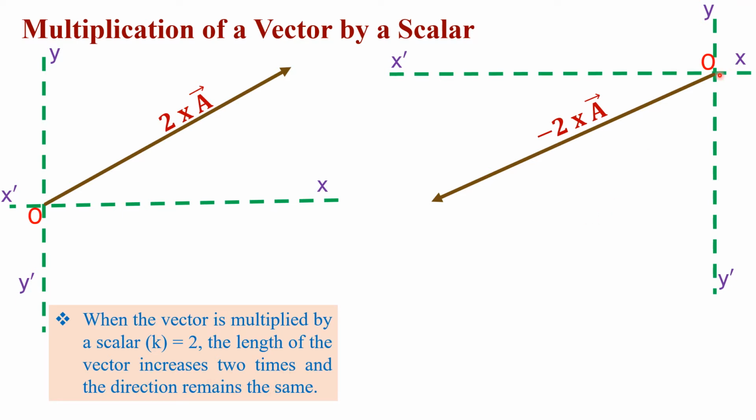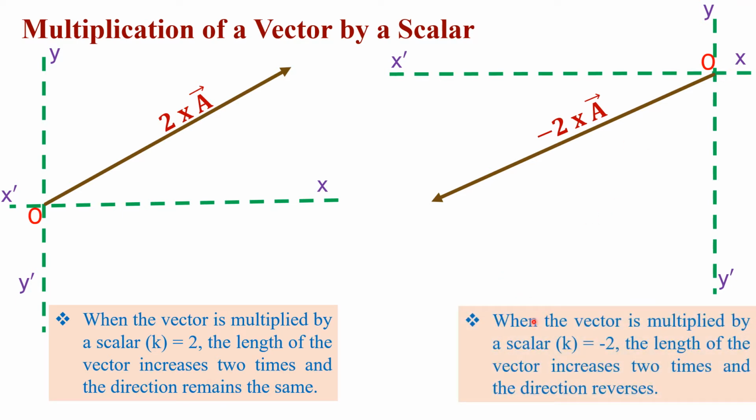When we multiply vector A with the scalar number minus 2, the direction of vector A reverses, becoming minus 2 times vector A, and the length of vector A increases 2 times. Here the direction of vector A reverses after multiplication with the negative number minus 2. So due to this negative sign, the direction is reversed.